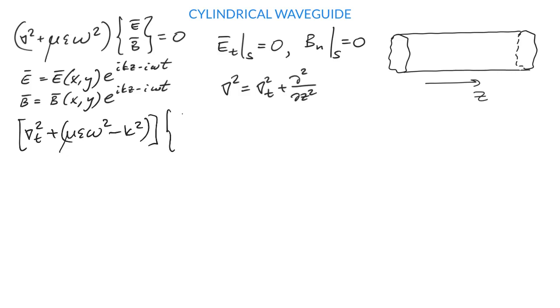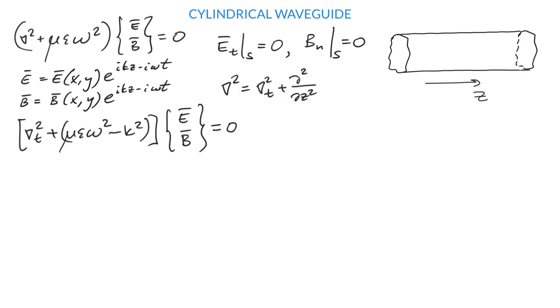And then here I have E and B fields. And now, because nothing on the left acts on the e to the ikz factor, these equations apply just to the amplitudes that depend on x and y only. So this is now, instead of a three-dimensional differential equation, a two-dimensional one.